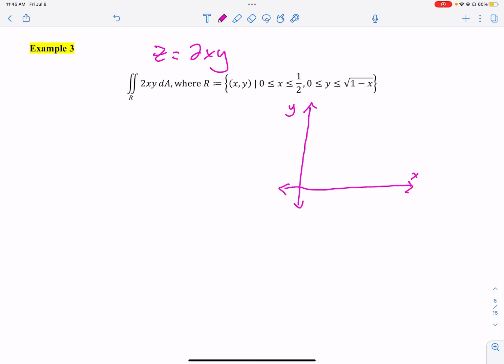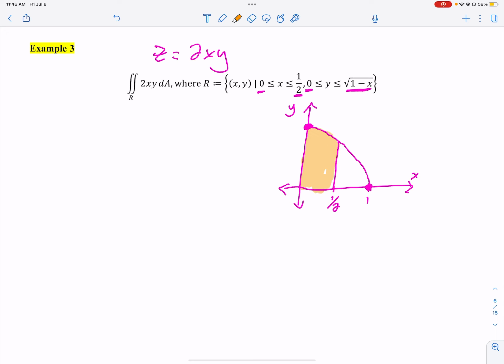Okay, so the first thing I'm going to graph is I know y is between 0 and that function. I know that one has an intercept at 1. I also know that when x is 0, y is 1. The graph looks something like that. You could plug that in if you need help. I also know that x equals 1/2. It's right there. And it's saying between 0 and 1/2. So the region that we are going to find the volume over will be right here.